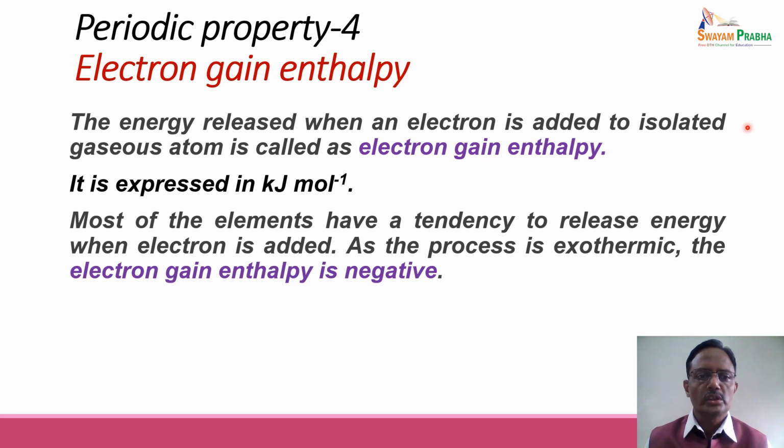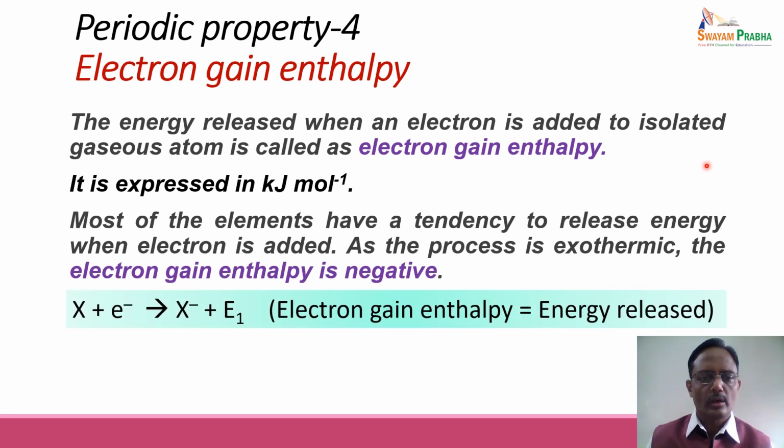Again, most of the elements have a tendency to release energy when an electron is added, and since the energy is released, the process is said to be an exothermic process and electron gain enthalpy is negative. Similar to ionization potential, this electron gain enthalpy can be classified as first, second, third electron gain enthalpy.